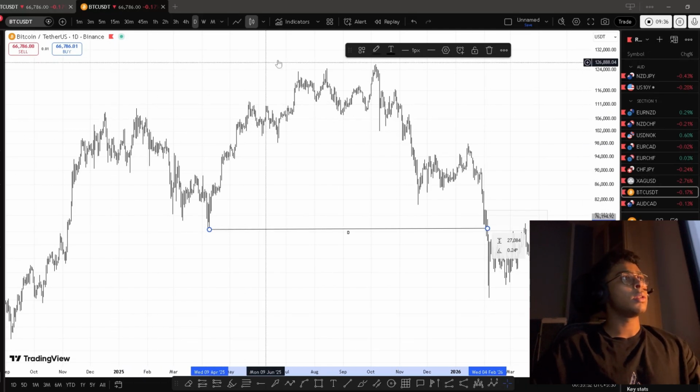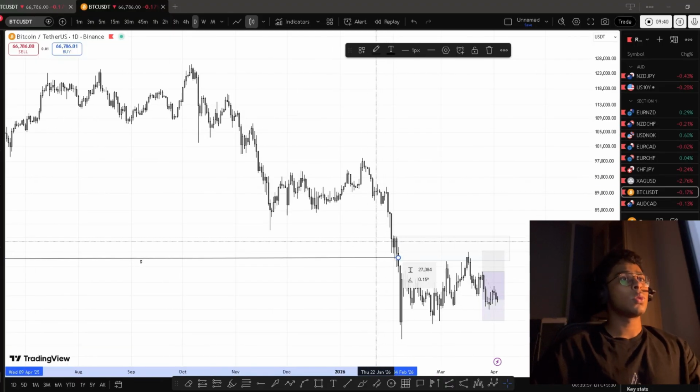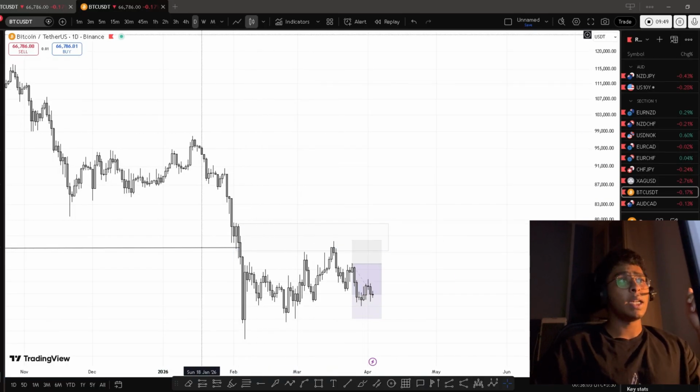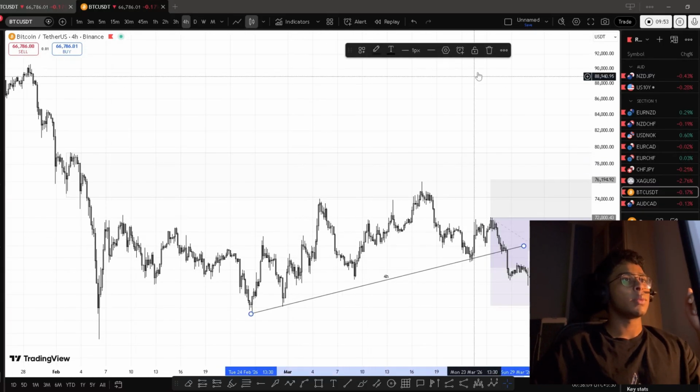We have the daily structure bearish. So looking for sells is the most appropriate and the best move on the table right now. I see an area of supply. I again go down to my 4 hour pattern. What do I see?